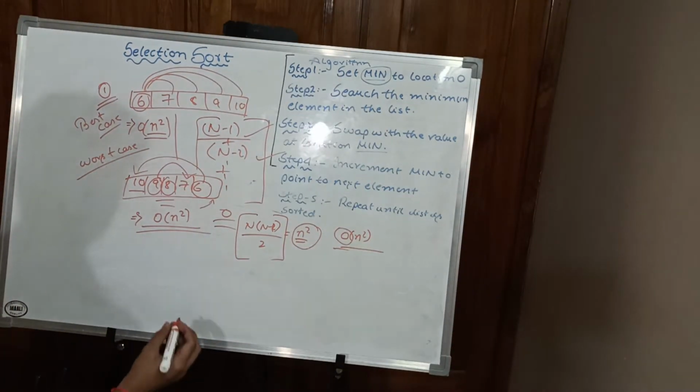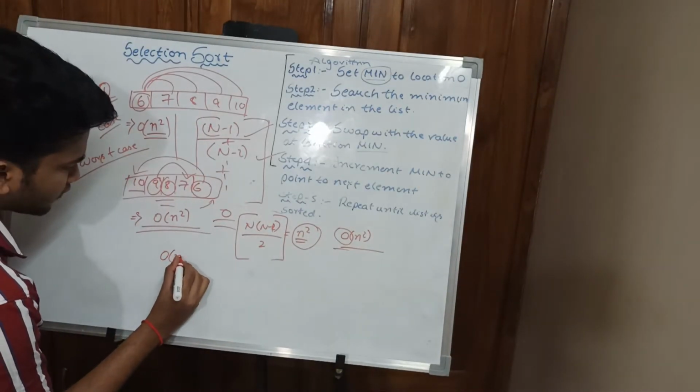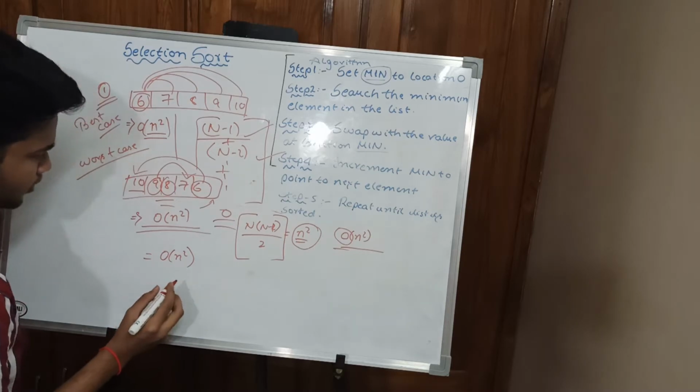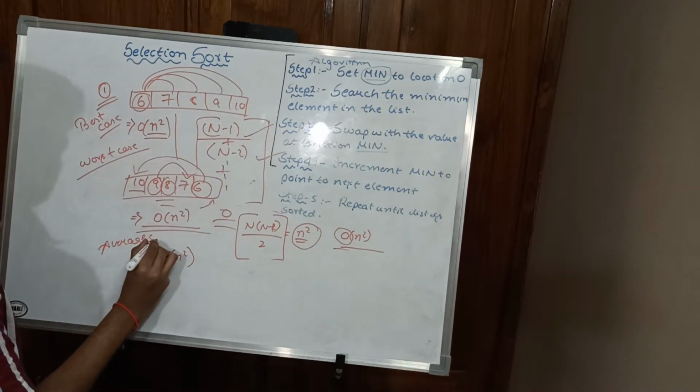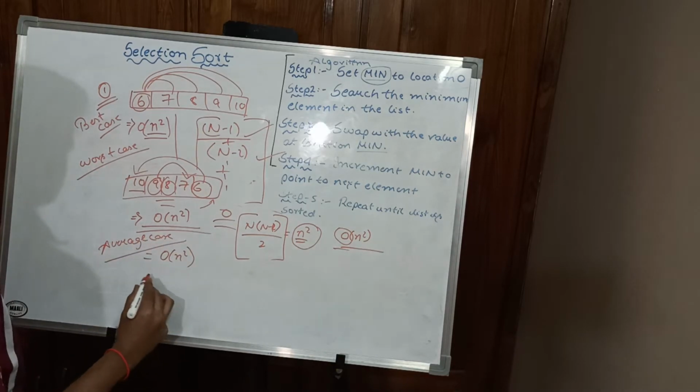So for selection sort, we have the best case, worst case, and average case all as order of n square.